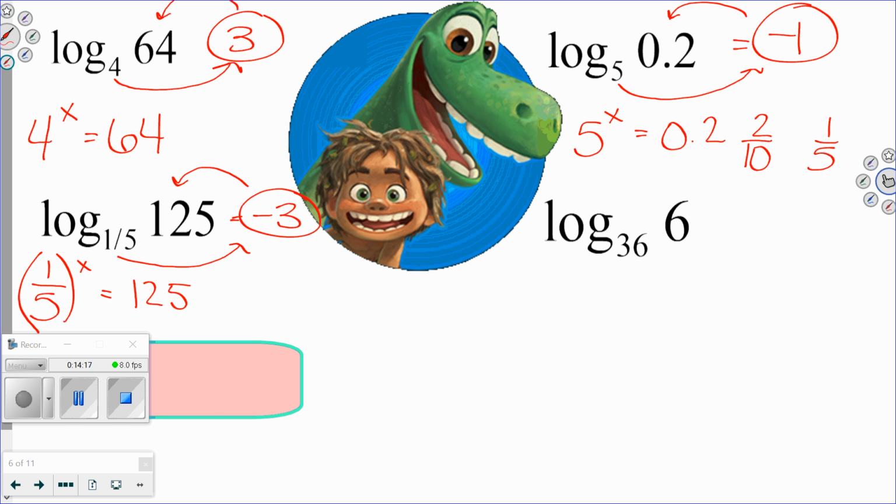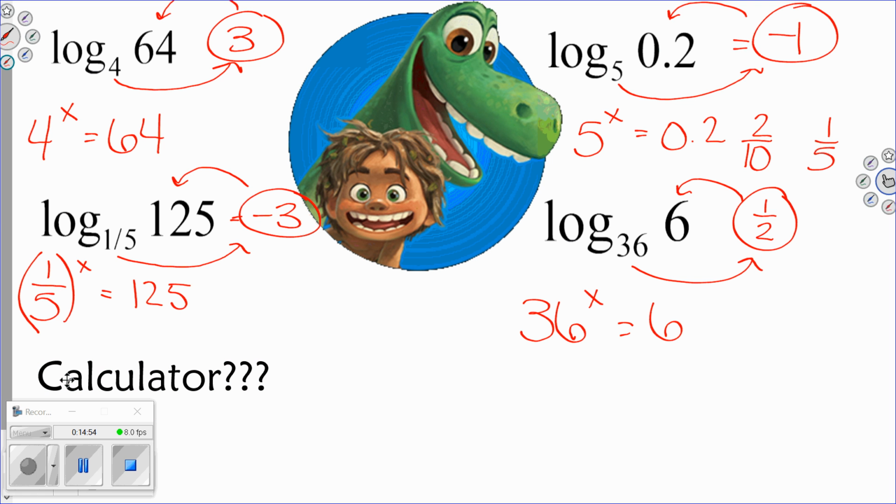All right, and then the last one, 36 to what power is 6? I went from big to small, which means it has to be a fraction. So fractions are like roots. Square root, cube root, fourth root. What root of 36 is 6? The square root, which would be 1/2. That's a square root. It's going to take a little while. I know. It's going to take some time to get your brain to circle around to all this.